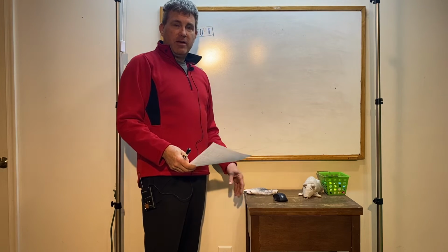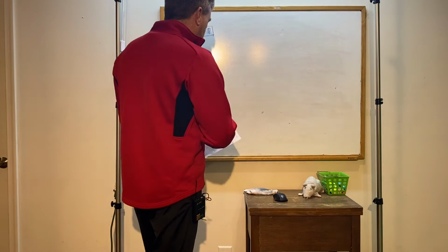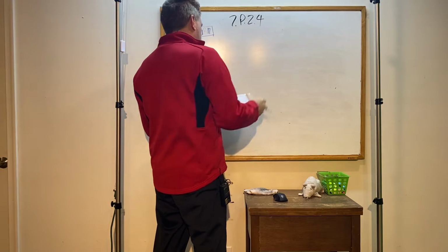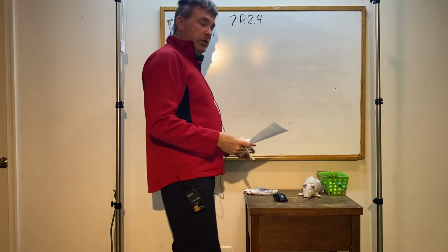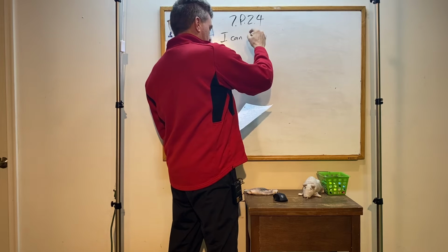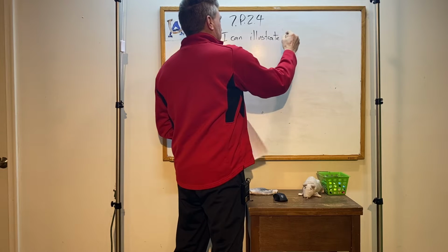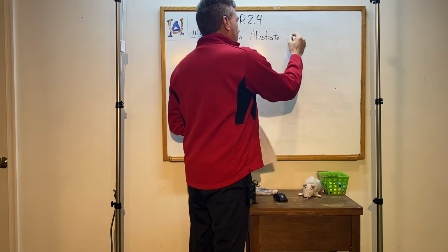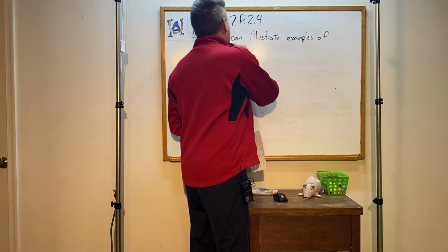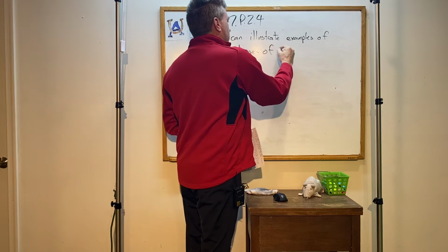So, here we go. We got a new unit, a new subdivision of 7.P.2. So we got 7.P.2.4, and we're talking about simple machines. So our I can statements: I can illustrate examples of the types of simple machines.